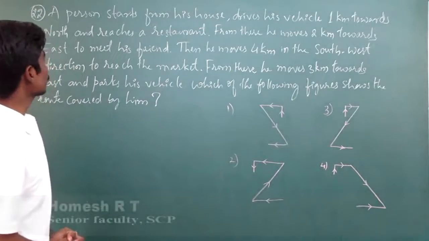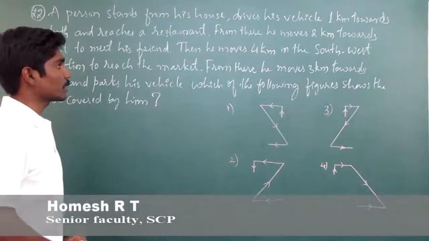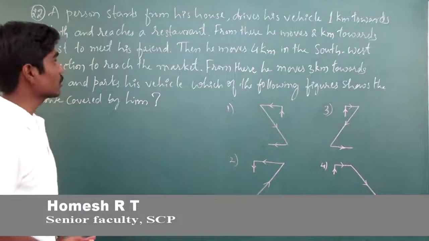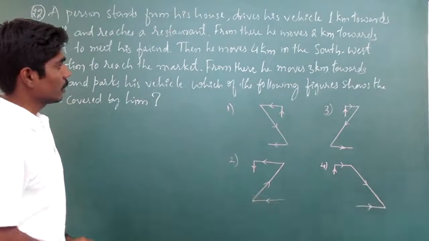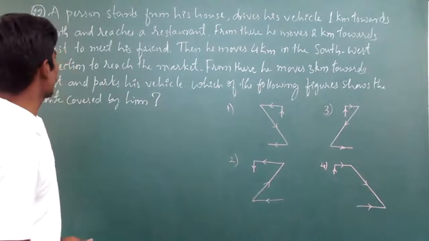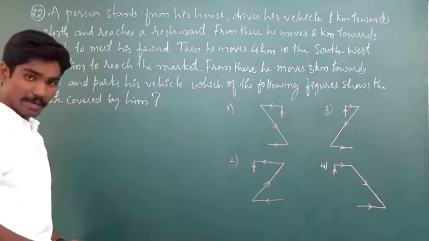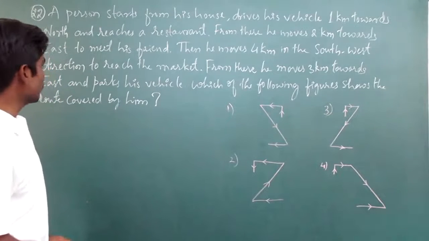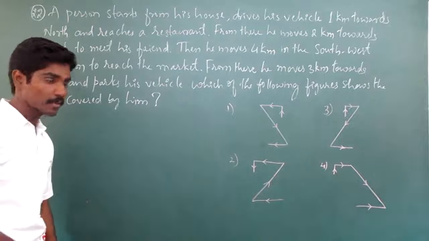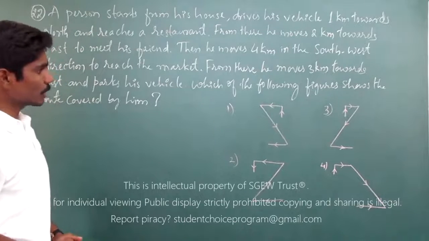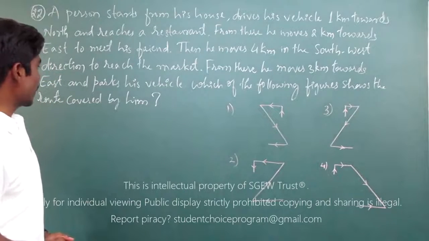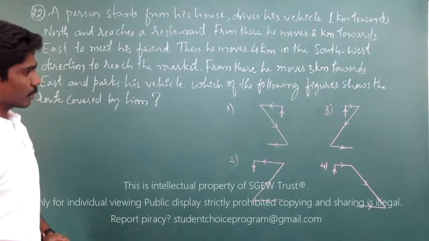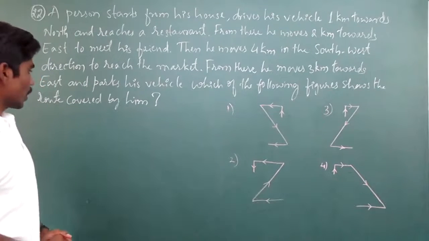The problem is, a person starts from his house, drives his vehicle 1 kilometer towards north and reaches a restaurant. From there, he moves 2 kilometers towards east to meet his friend. Then he moves 4 kilometers in the southwest direction to reach the market. From there, he moves 3 kilometers towards east and parks his vehicle. Which of the following figures shows the route covered by him?